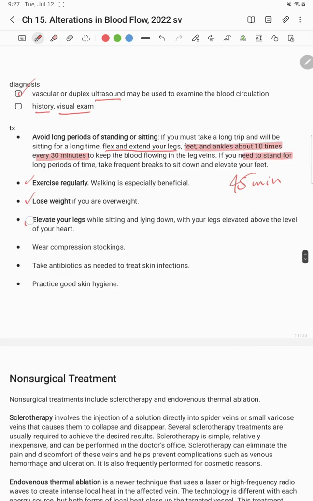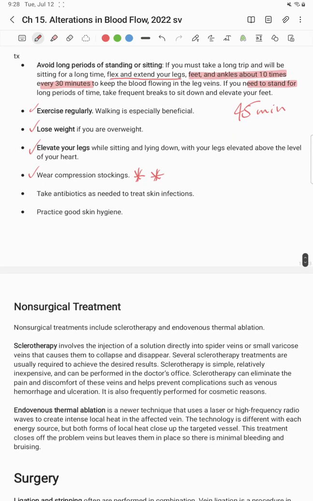Weight loss can help. Elevating your legs can help. Wear compression socks. Okay, this one is another big one I usually have my patients purchase. They're not expensive and they work wonderfully. They have compression socks or stockings that can go up to your calf like a regular sock, or they can go all the way up from the foot to the top of the thigh. Okay, so the entire leg. Okay, antibiotics if there's a skin infection or any other kind of infection, and then practice good skin hygiene.